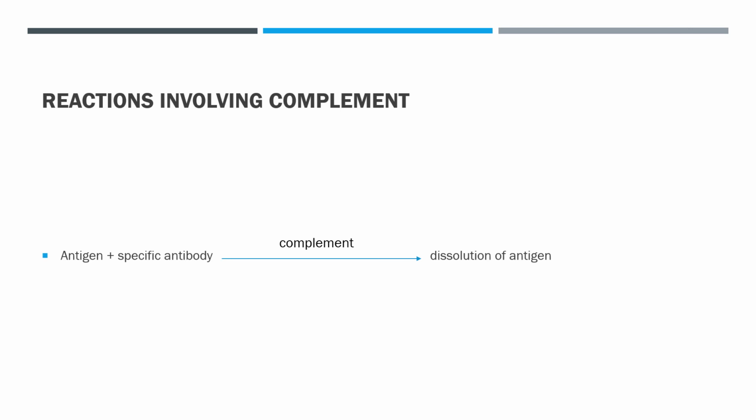Here's a way to outline a reaction involving complement. If you have an antigen, a specific antibody, and complement, it leads to lysing of that cell or lysing of that organism. But you have to have all three: antigen, antibody, and complement.